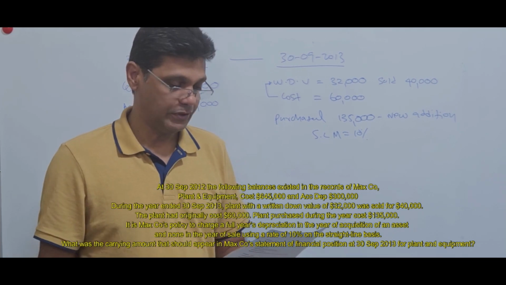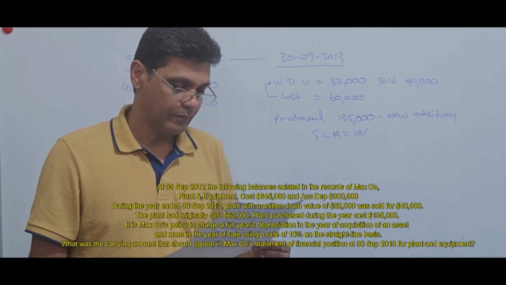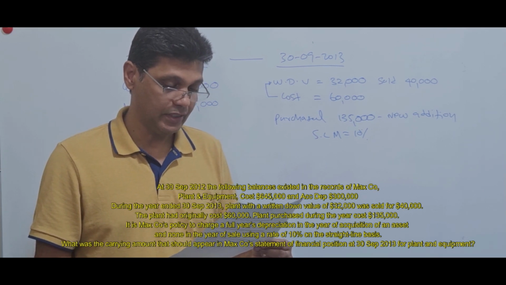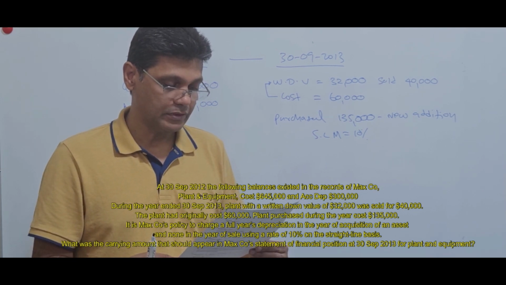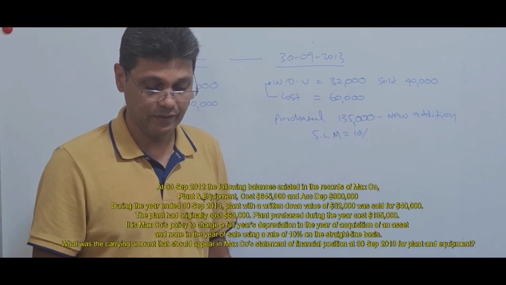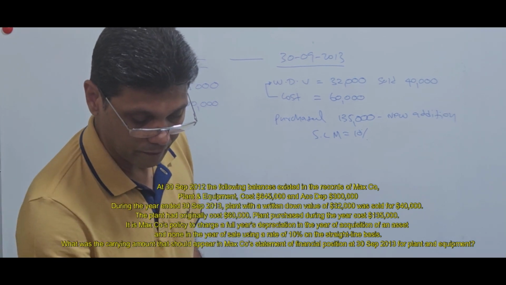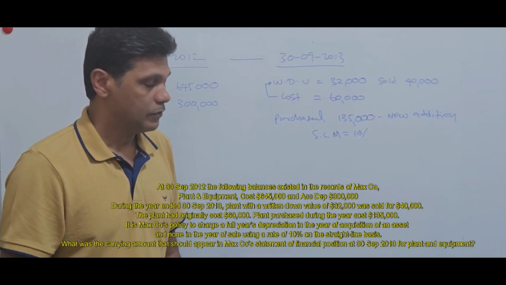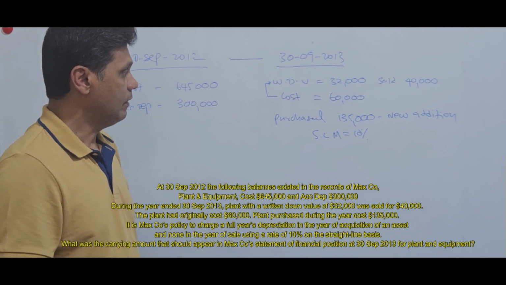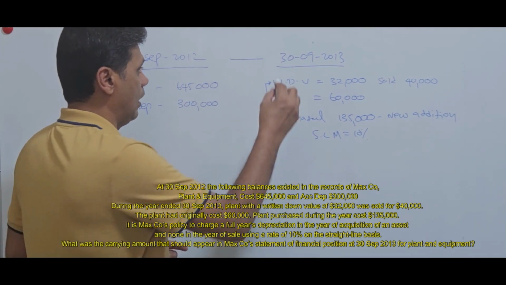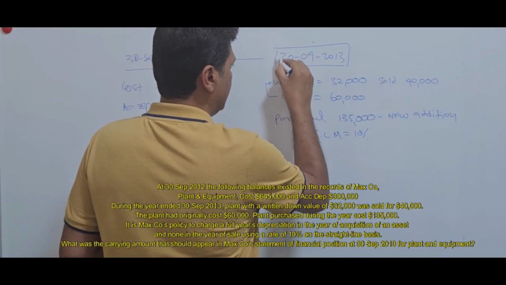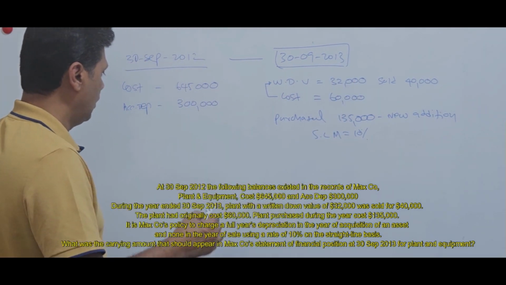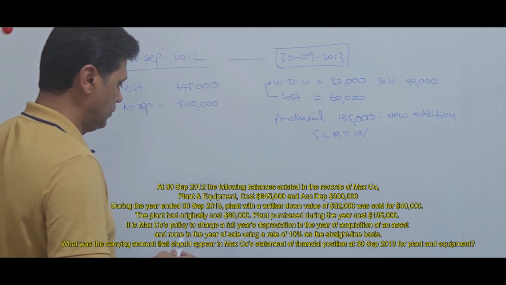What was the carrying amount that should appear in Max Company's statement of financial position at 30th September 2013 for plant and equipment? Now you need to identify the carrying value as of 30th September 2013. Let's open up two accounts.